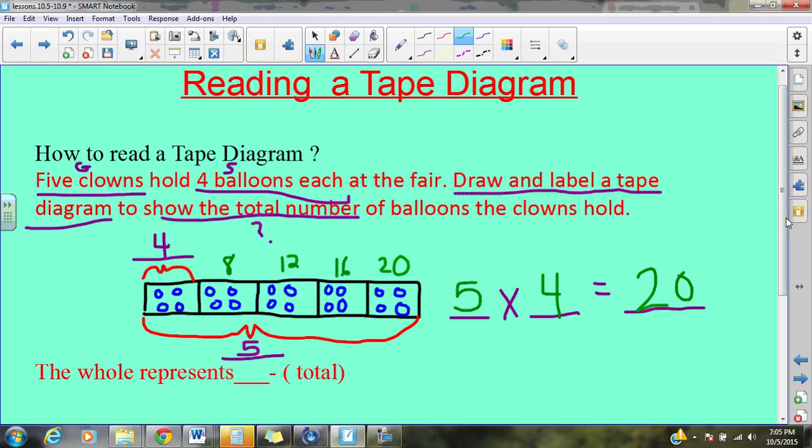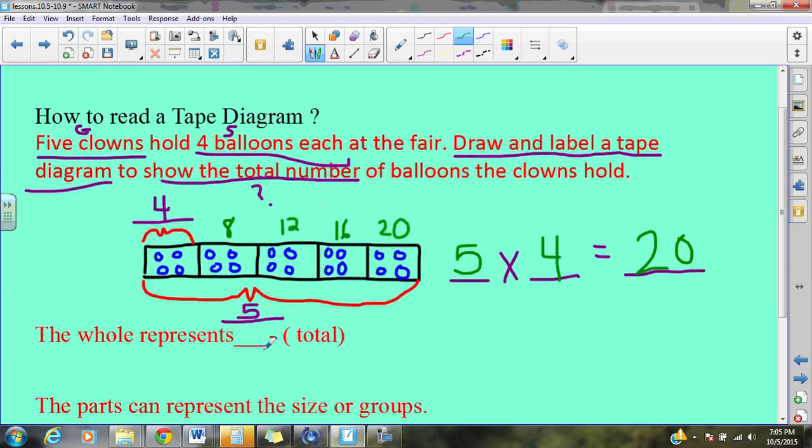So that could help. So what does the whole represent? 20. 20 is the number of balloons that all the clowns hold. So I'm going to go ahead and label my answer 20 balloons. So the whole represents the total, which is 20. The parts can represent, so these parts here can represent the size, which is the 4, or the groups, which is the 5. And that is reading a tape diagram.